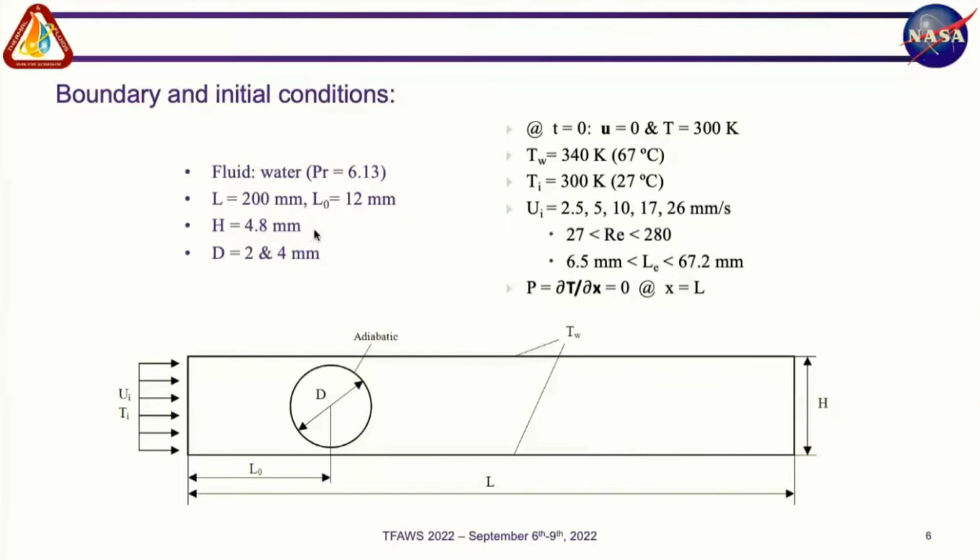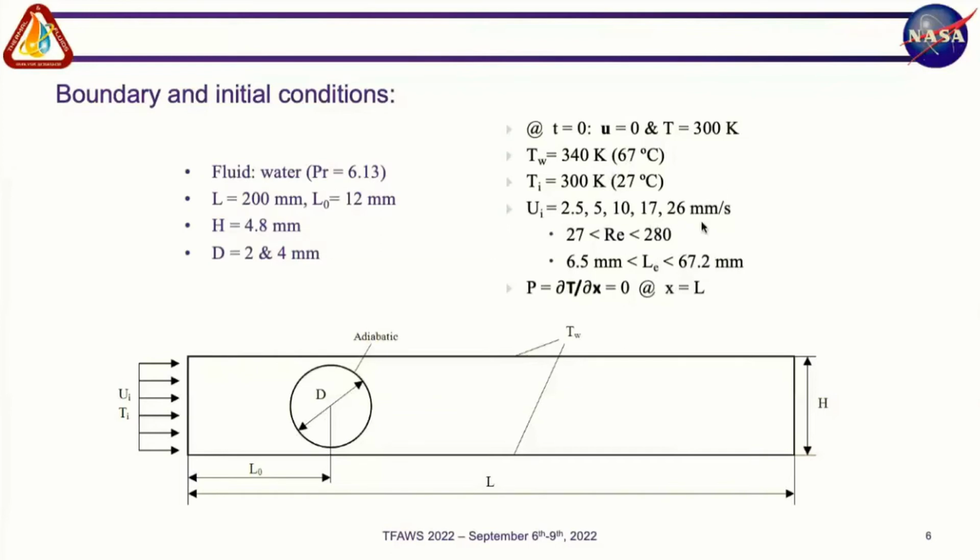Why did we do that? Well, because we don't know exactly what the effect of the particle in the channel will be. So we decided to start with a small particle and then increase the diameter and see what the effect is. We selected these two diameters to show some of the results. Again, we consider a uniform velocity distribution at the entrance, with uniform temperature as well. At a certain time, the temperature of the entire system is 300 Kelvin, which is about 27 Celsius. And imagine that the wall temperature is then increased to 67 Celsius or 340 Kelvin.